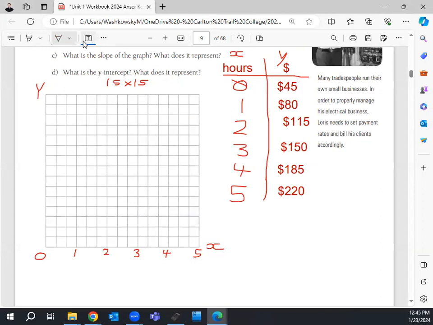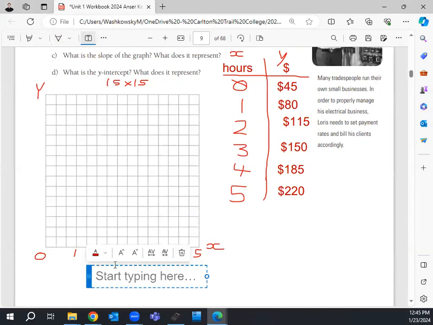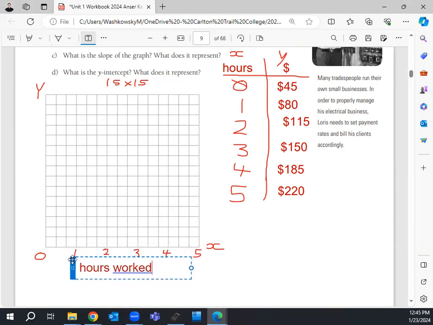And I'm going to label it because this is the amount of hours worked, right? 0 hours, 1 hour, 2 hours, 3 hours, 4 hours, etc. And now on my y-axis, I have to go up a total of $220, right?